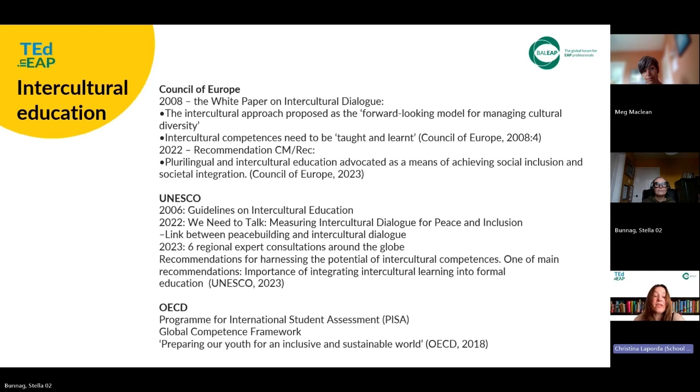So these are some of the initiatives that have been proposed by three of the most prestigious organizations on the matter. And if you want to find more information, I think you could have a look at those initiatives and see how intercultural competencies are recommended to be included within educational schemes.